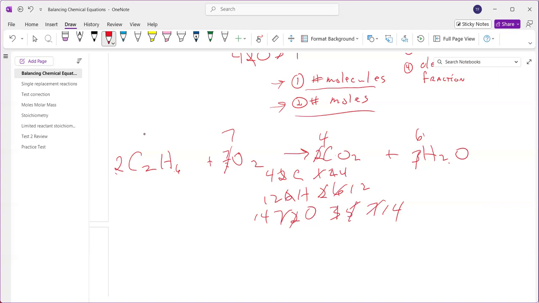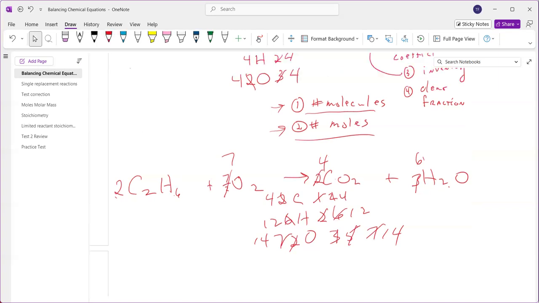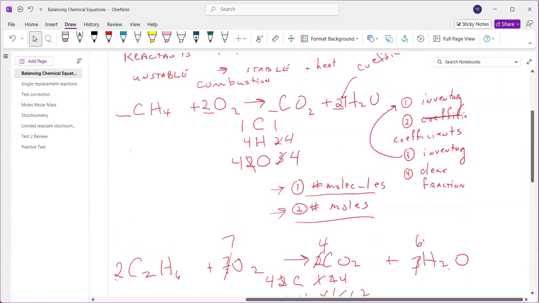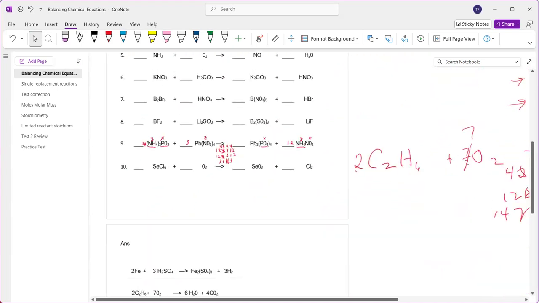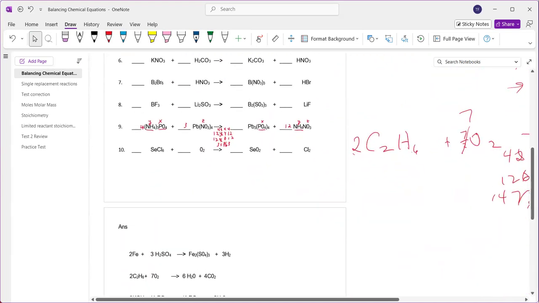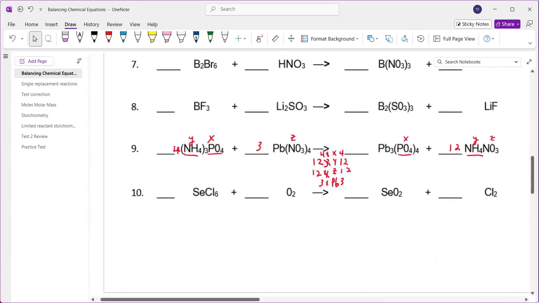Okay, so those are 2 examples. The first one was pretty straightforward. The second one wasn't too bad, except the fraction thing kind of came in. I purposely did ethane because I knew ethane was going to produce a fraction. Okay, so how are you guys with this? I've given you lots of practice. Now, there is this problem.